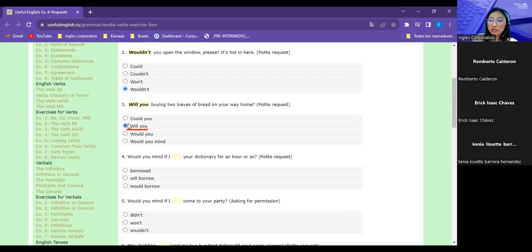Will you buy the cake for the celebration? ¿Vas a comprar el pastel para la celebración? Vean la intención, ocupando el will, por poner un ejemplo, ¿verdad? Will you buy the cake for the celebrations, for the party?